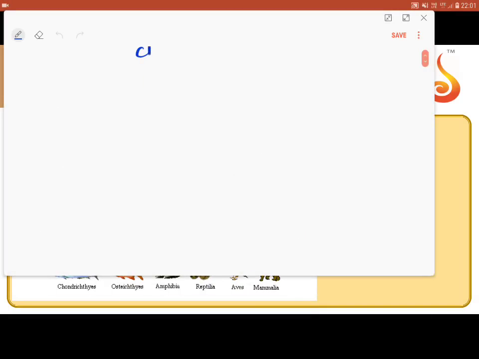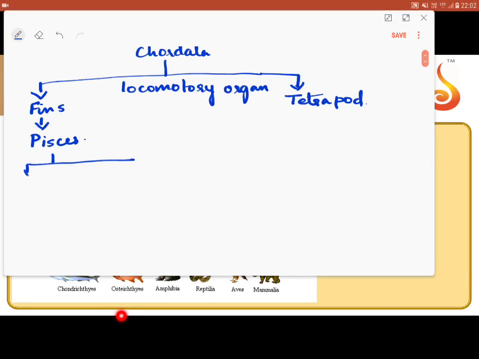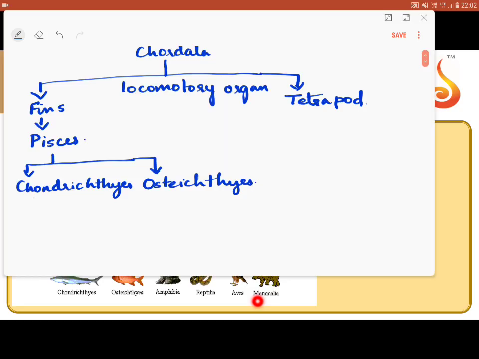Phylum Chordata is divided based on the locomotory organ. The first one is based on fins and second is based on tetrapod. Fins are present in fishes, Pisces, and Pisces are of two types, Chondrichthyes and Osteichthyes. Chondrichthyes has cartilage as its endoskeleton, whereas Osteichthyes have bone as its endoskeleton.